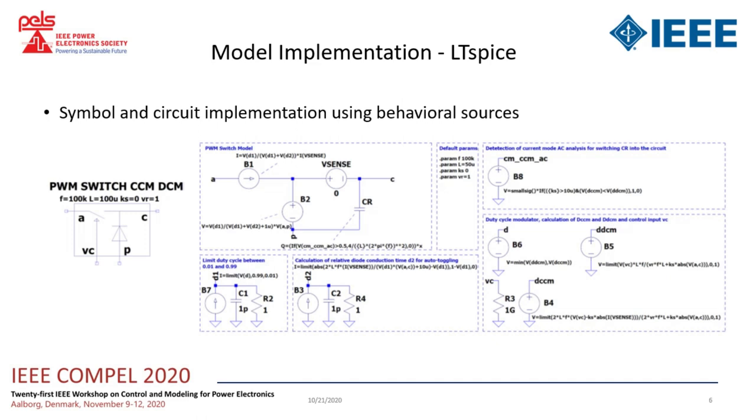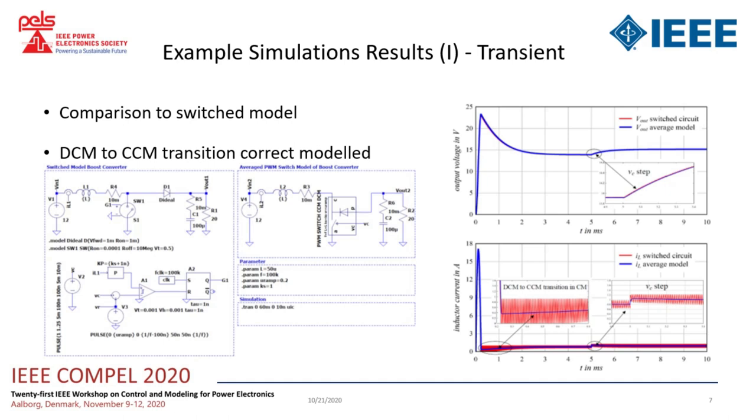The model is implemented in LTSpice using behavioral sources and can be used in simulations using the subcircuit symbol shown on the left, which has the same three connections, active, common, and passive, as the classic PWM switch model, but the input is here always a control voltage from an error amplifier. To test the proposed model, both transient as well as AC analysis simulations were carried out.